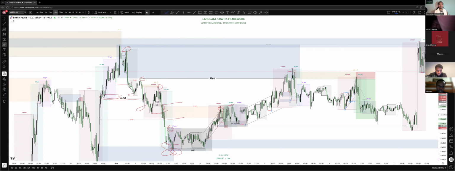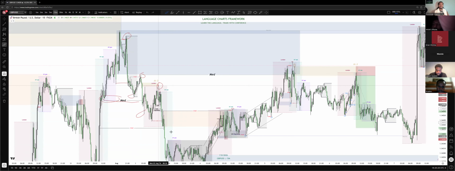The level that mitigated, where all the liquidity was resting, is not as exhausted as this level here, which is waiting for price to come back to it before mitigating the demand. It's not the same type of condition.